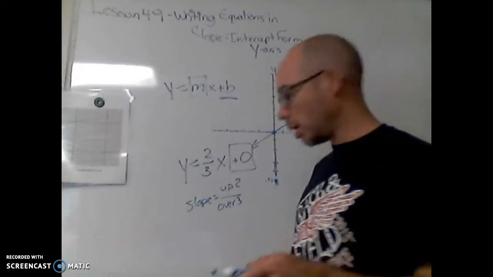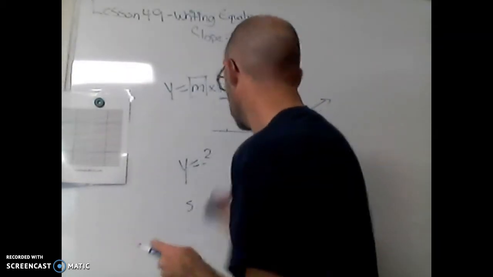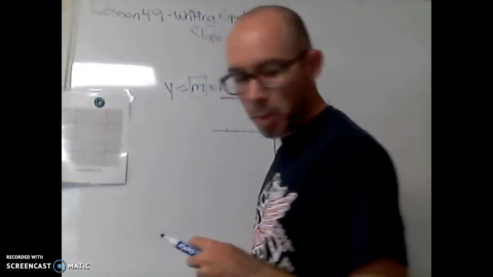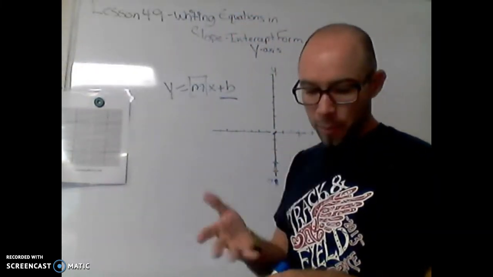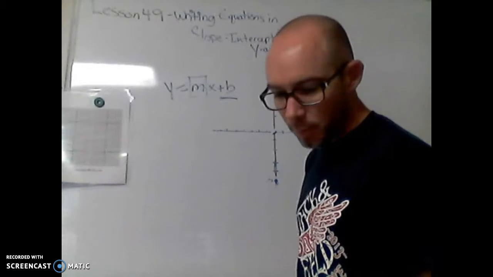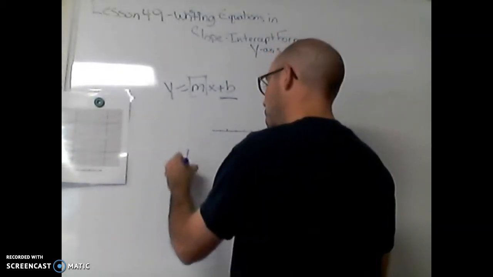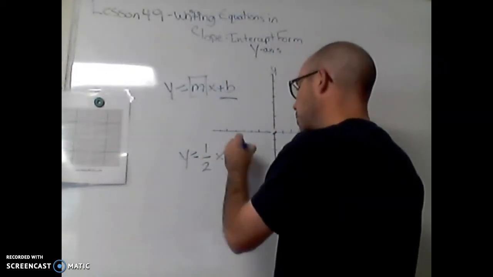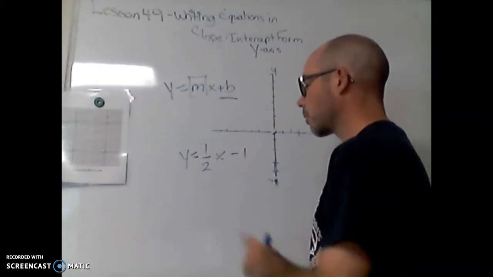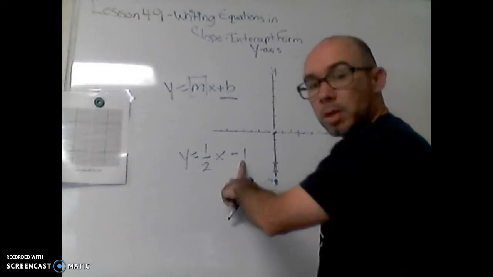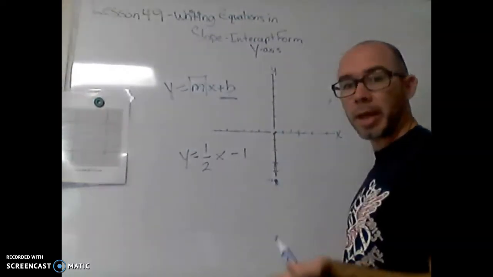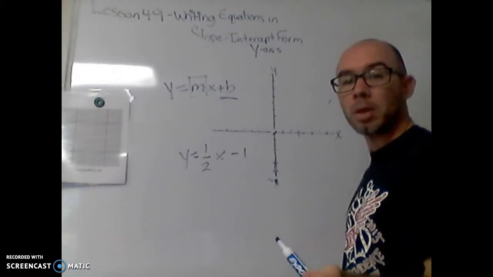Let me give you one more, and then you can look at your book for the application question about rental rates. This one is y equals 1/2 x minus 1. So this part right here is what I would do first, because I don't know where to draw this line until I have a point for it to go through.